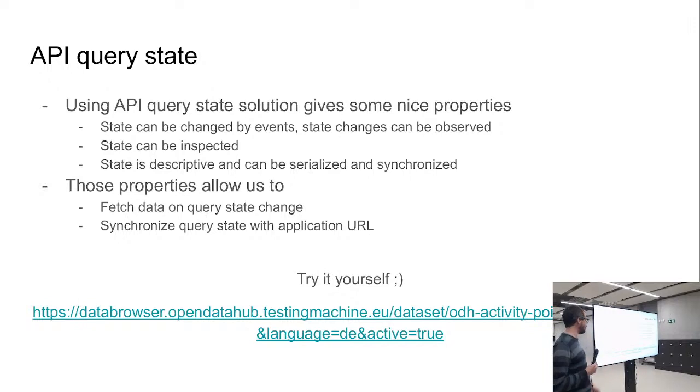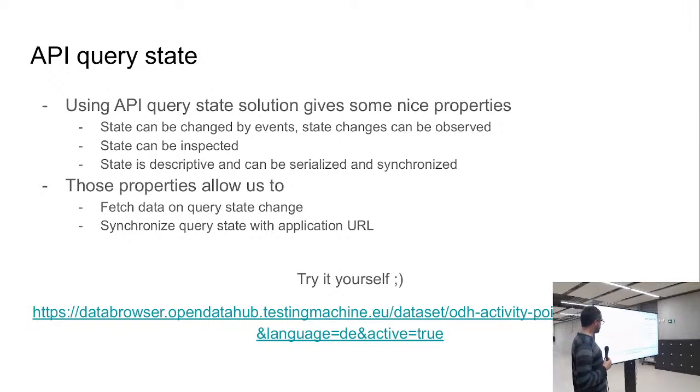Another nice property is that the state is descriptive. In our case, it's just an in-memory representation of a data structure, but you can serialize it, for example, to JSON or to whatever you want. And the state can also be synchronized. So you can take this JSON representation, for example, mail it to anybody else, and that person takes the JSON, puts it inside their data browser, and has the same query state. I think that's something nice to have.